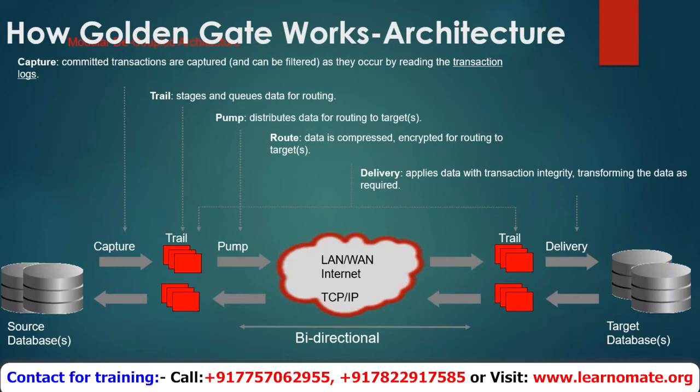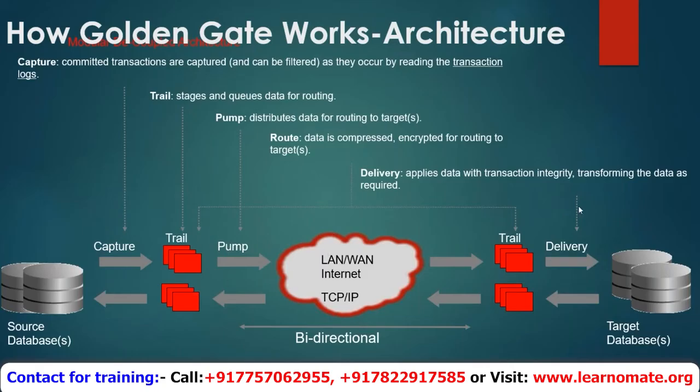So three processes are involved in GoldenGate replication: capture, pump, and delivery process. Along with that, you have local trail and remote trail. Now remember one thing here. This pump process sends the data over TCP/IP network.